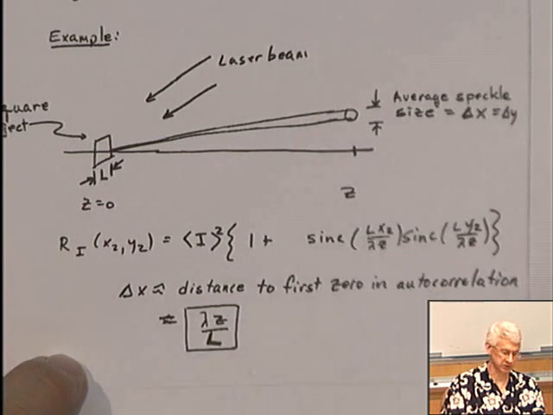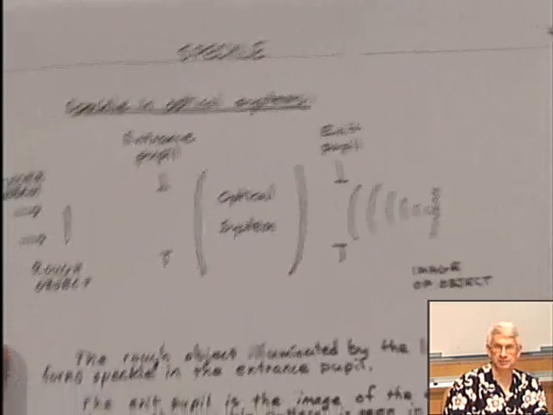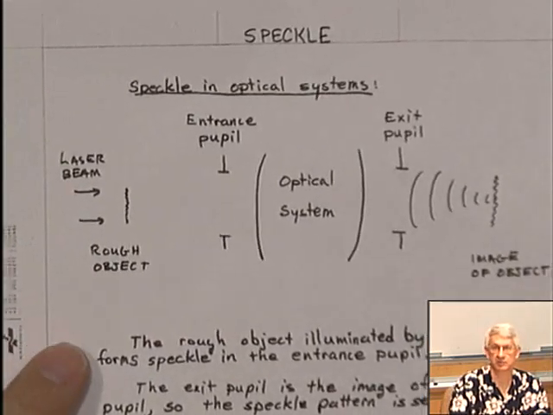Okay, so that's a really, really handy thing to keep in your hip pocket, just as a suggestion for you. Now, that's a very simple system where we have just a direct propagation between the illumination plane and the observation plane. What about an optical system? Well, an optical system really isn't that much different.